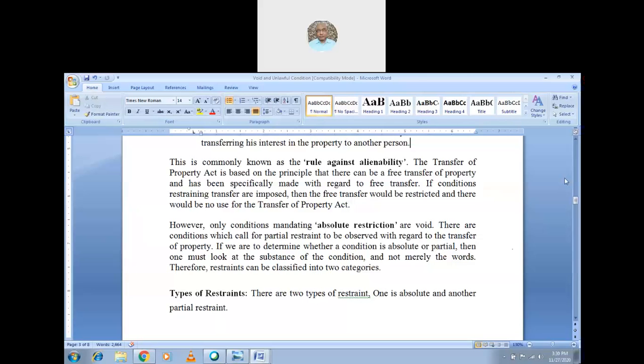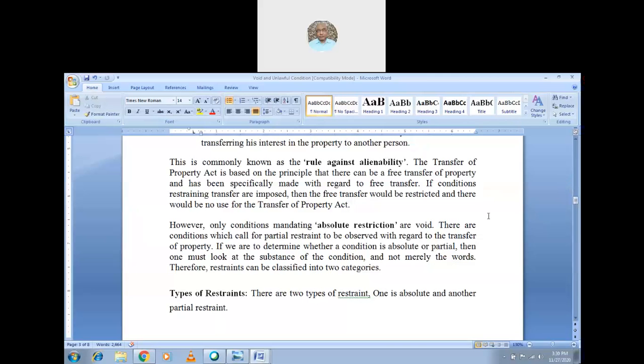If the restrictions are there, then the transfer will not be a valid transfer, depending on whether the restriction is absolute or partial. Where it is partial, it can be done to a certain extent, depending upon the nature of the transfer. But if absolute conditions are put there, it becomes void. So only conditions mandating an absolute restriction are void. There are also conditions which call for a partial restraint to be observed with regard to the transfer of property.